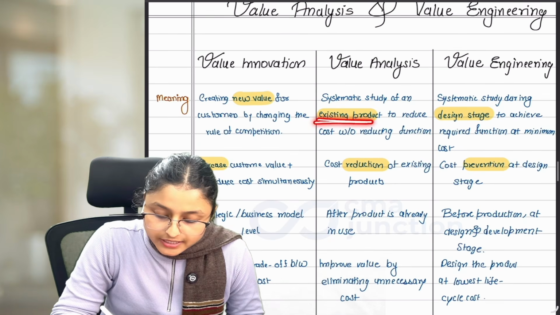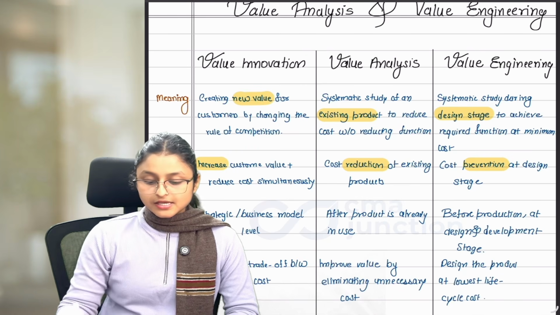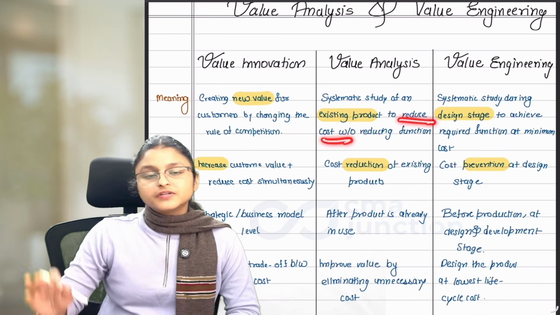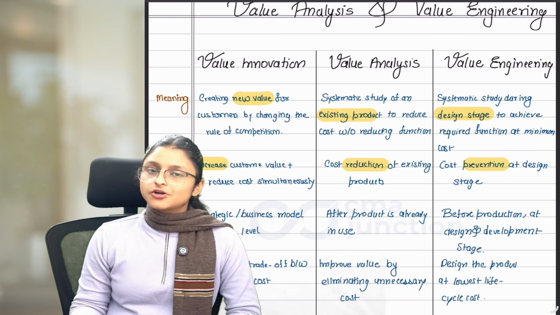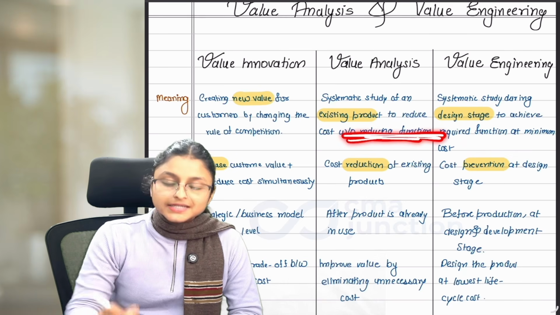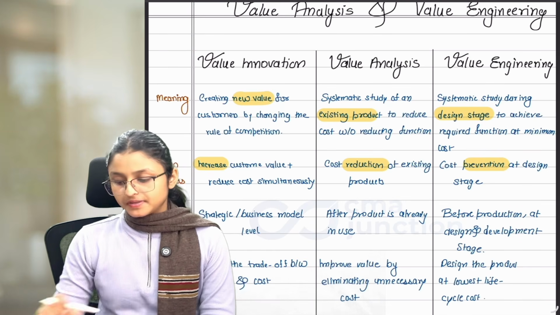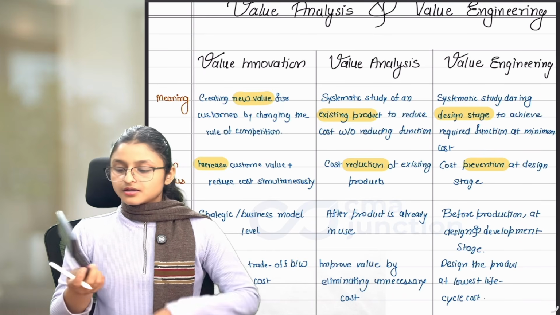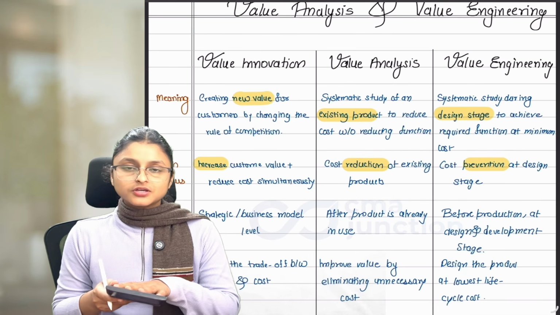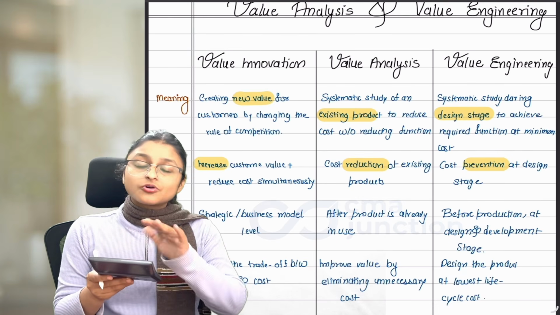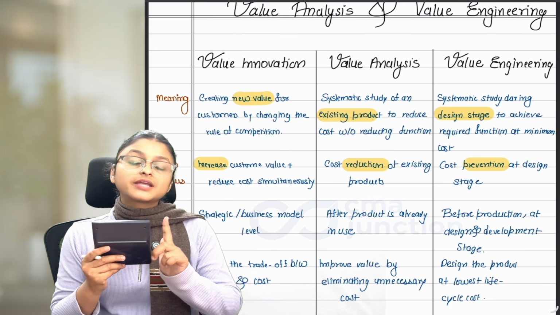But in value analysis, we are not creating a completely new product. We are focusing on the existing product, and what we are trying to do is reduce the cost of the existing product. But we need to reduce the cost without impacting the function. That means the function which my product is performing, like this calculator, it can calculate, right? That is the basic function which it performs. So I will try to reduce the cost of my product without impacting the function the product can perform.